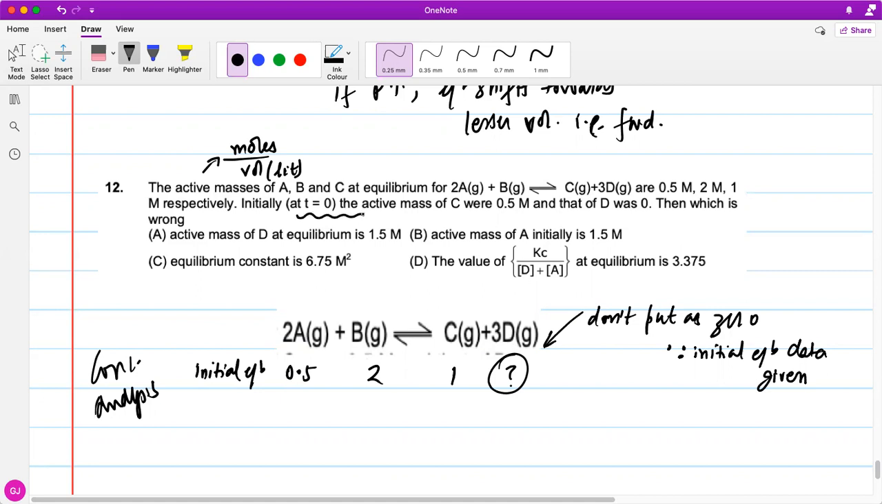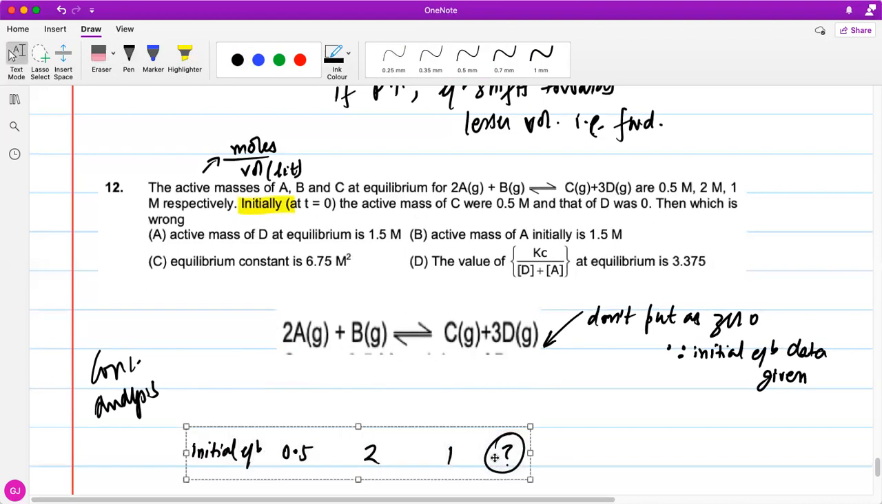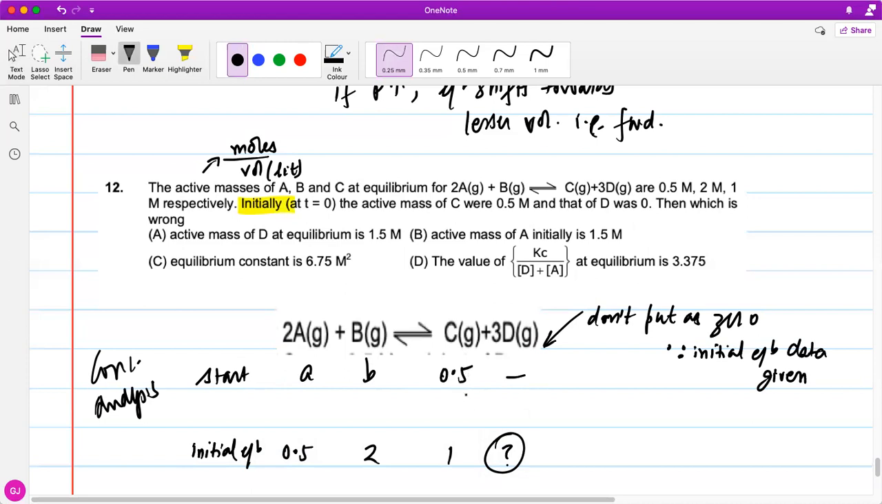And then use this information that the active mass of C, right? Initially, the active mass of C was 0.5 molar and D was 0. So that means before the equilibrium, some data is also mentioned. This is initial data, so let's make space for that initial piece of information. Let me write start. Again, I don't know what the amount of A was. I don't know what the amount of B was. There was nothing of D and C was 0.5.